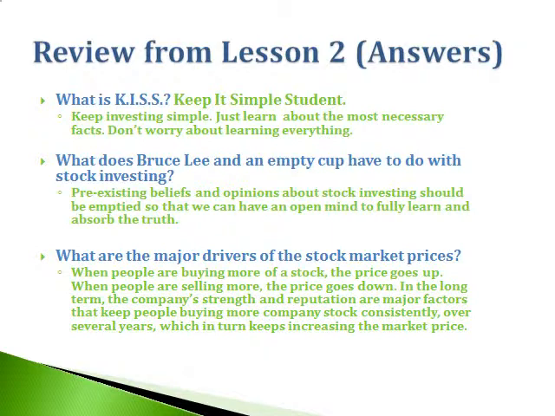Okay, last, what are the major drivers of the stock market prices? Well, when people are buying more of a stock, the price naturally goes up. When people are selling more, the price goes down. In the long term, the company's strength and reputation are major factors that keep people buying more company stock consistently over several years, which in turn keeps increasing the market price. So the major drivers are really how people are buying and selling stock.